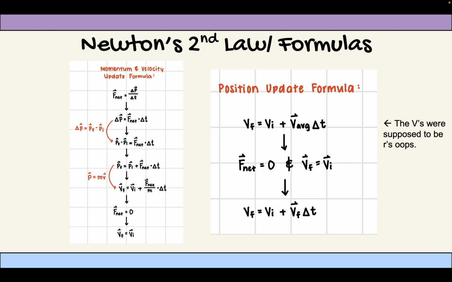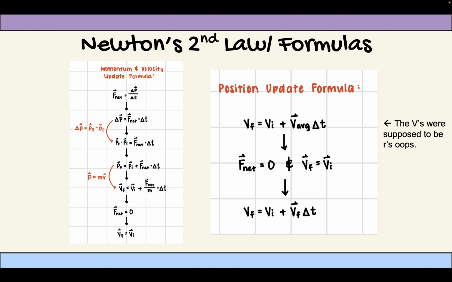Now, if we take it further and derive it, we should get that the final velocity equals the initial velocity plus F net over mass times the change in time. This tells us that if the F net acting on our system is 0, then the velocity does not change.